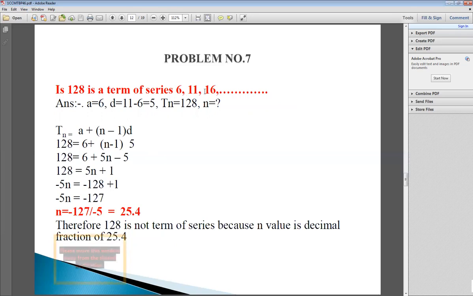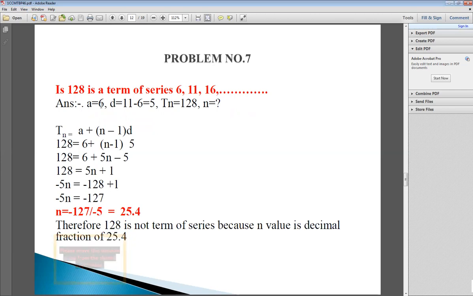We have to check whether this 128 is going to fall in the series or not. How do we check? If the value of n is an exact value, such as a counting number, then we call it a term of the series. If we get a decimal fraction, we should straight away say that 128 is not a term of the series. The answer is correct only based on the value of n, whether we get an exact value or a decimal fraction. Let us check how it turns out.